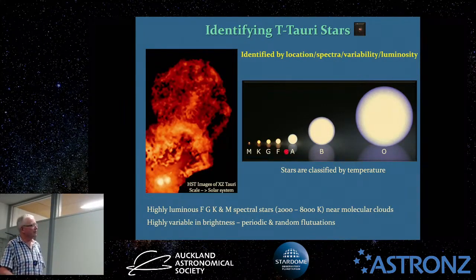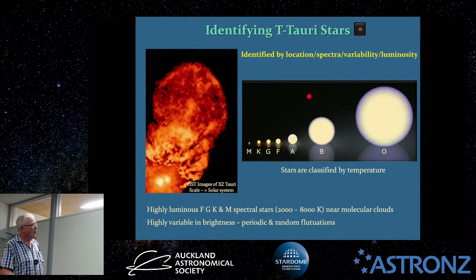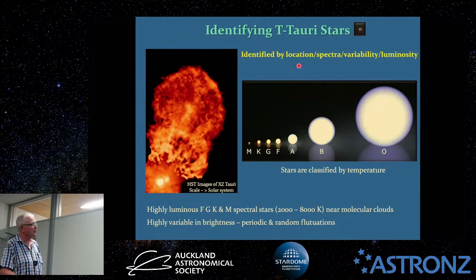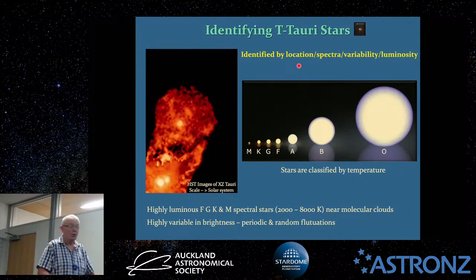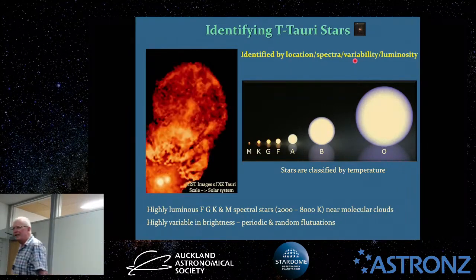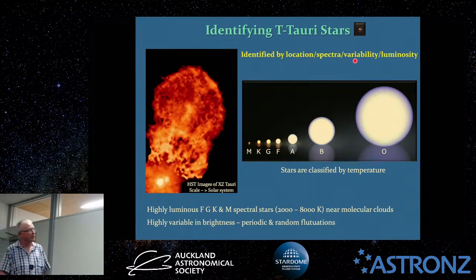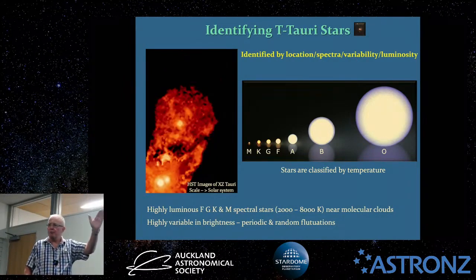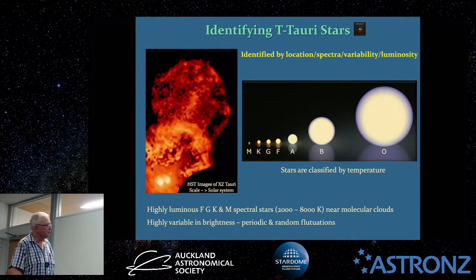So stars are classified by their spectral classes and their temperature. Now, T Tauri stars are identified by their location. They've got to be near a region of star formation, near a molecular cloud or a nebula, and by their spectra, their temperature. They're very variable, very feisty. They're often known as the feisty adolescents of the galaxy, these T Tauri stars, and by how bright they are. Because remember, they're the lower mass ones, so they're very bright, high luminosity for their masses. And sure enough, here's their criteria here.